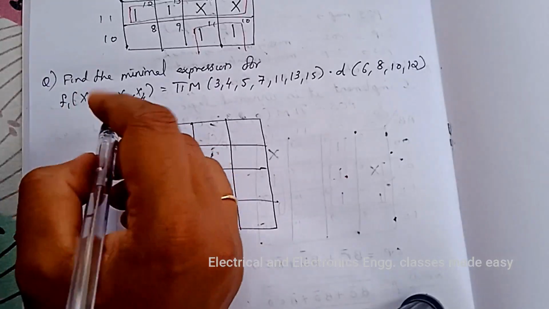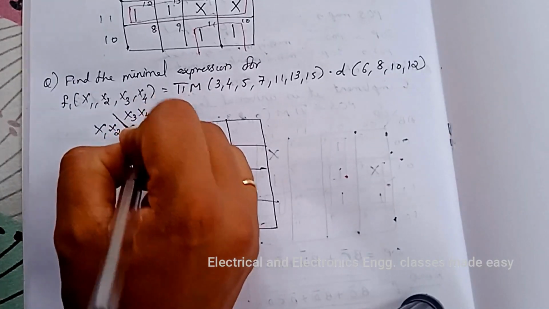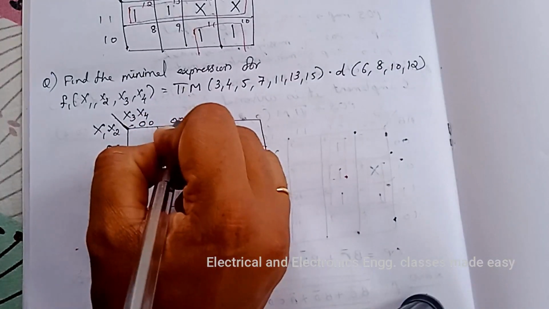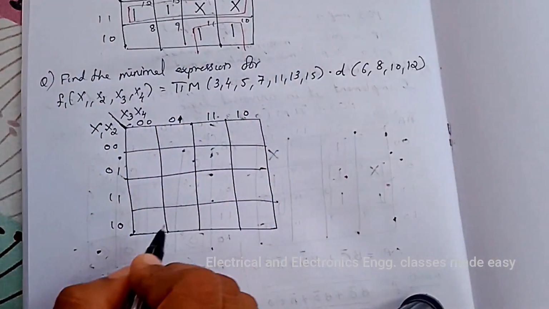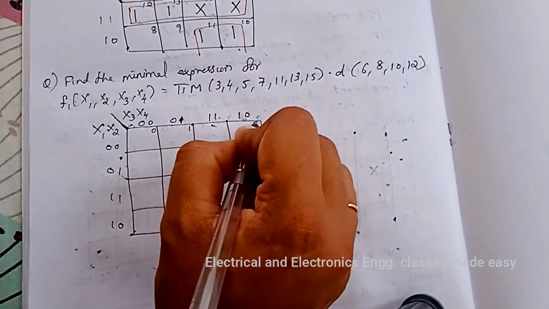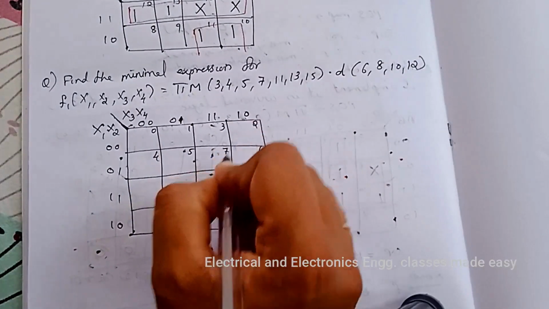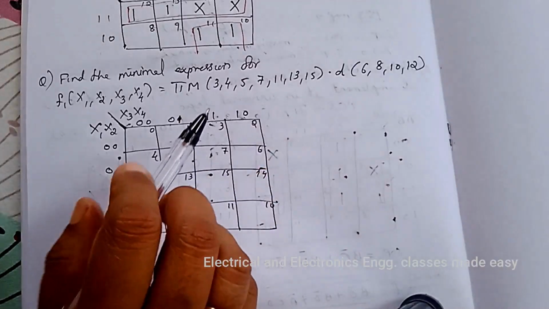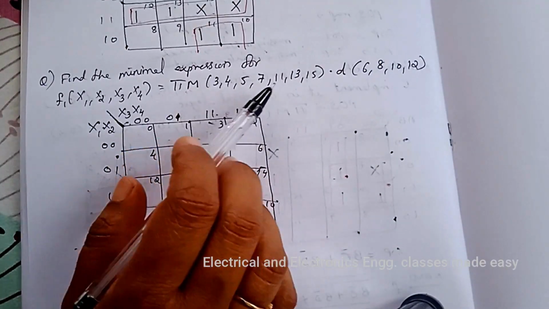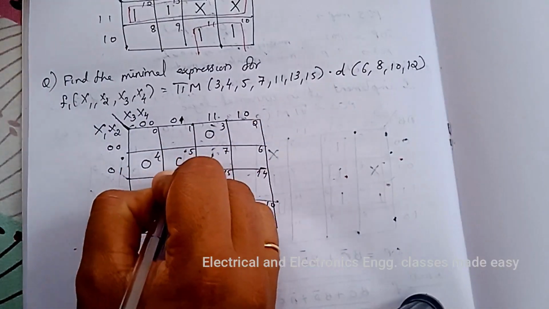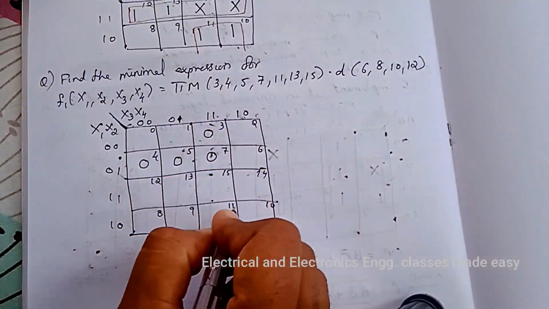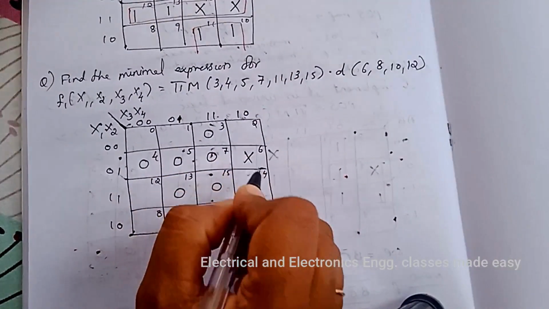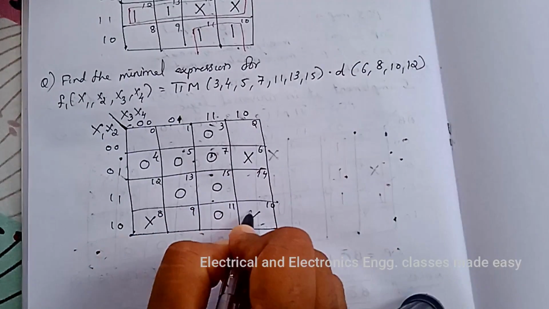The variables given are x1, x2, x3, x4. The binary numbers are 00, 01, 11, 10. And the max terms are 0 to 15. The max terms present are 3, 4, 5, 7, 11, 13 and 15. The don't cares present are 6, 8, 10, 12.